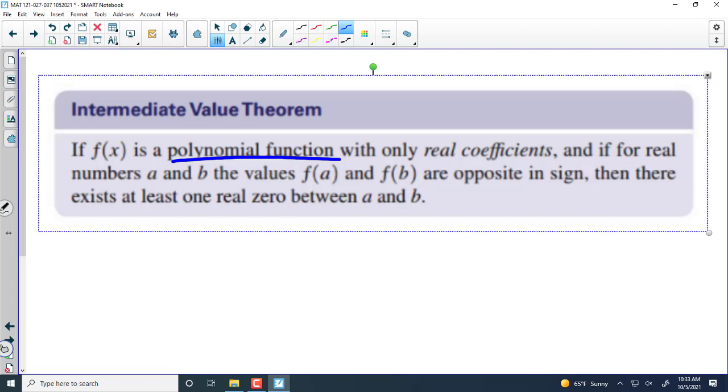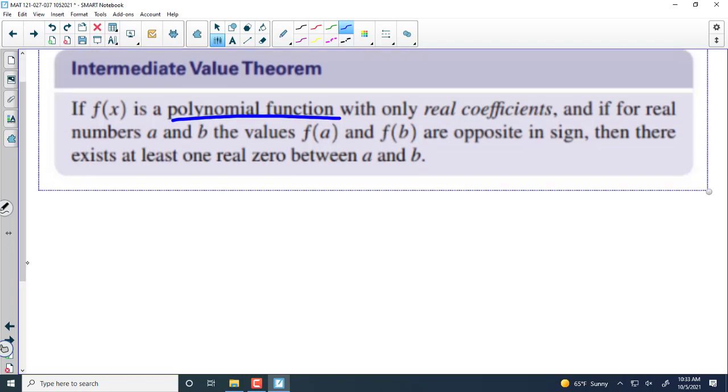and you know that two x values give opposite signs. In other words, if you know that you have ordered pairs, one above the x-axis and one below the x-axis, then you know in between there somewhere you have an x-intercept. That's what this is trying to tell you.